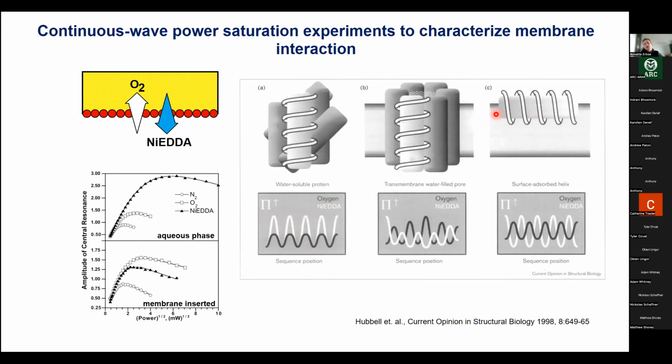Now, if your alpha helix is absorbed on top of a membrane, where it has on this side more oxygen and on this side more nickel, they will actually oscillate out of phase, telling you which end is where. And here in the example is a transmembrane water-filled pore. And you can see they still oscillate somewhat out of phase, but there is also a modulation in the oxygen that kind of tells you where the middle of your pore is, which is pretty cool to see.